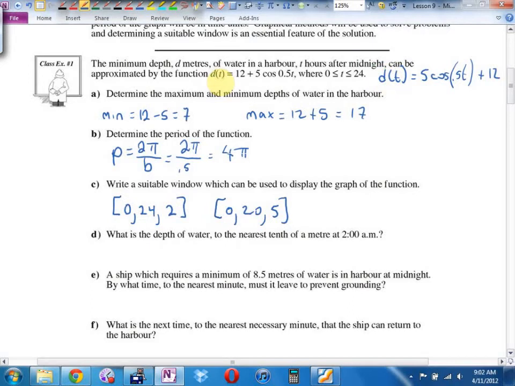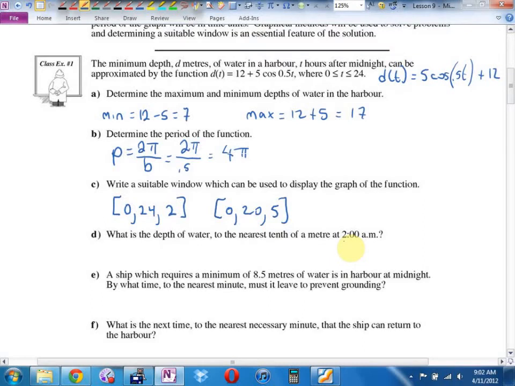Find a Y value, if I give you an X value. How do I know 2 is an X value? What's sitting where the X is? What letter? Which stands for time. You know what? Given an X, find a Y. That's one thing I'll ask you to do on your test. The other thing I'll ask you to do is, given a Y, find an X.